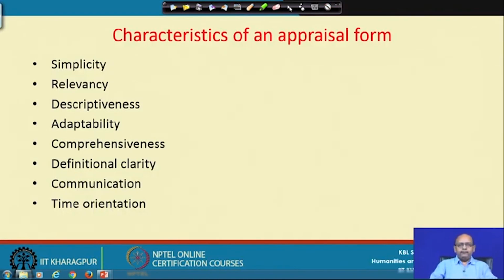So, after it is clearly defined, then we move to the next stage, that you need to communicate to the individual, okay, that this is what is there, and this has a time frame, as I told you earlier, that any evaluation has to be done within a given time frame. So, you need to define the time frame in which the individual is going to be evaluated.